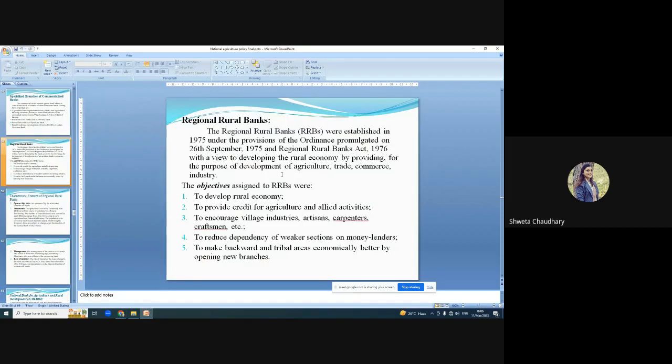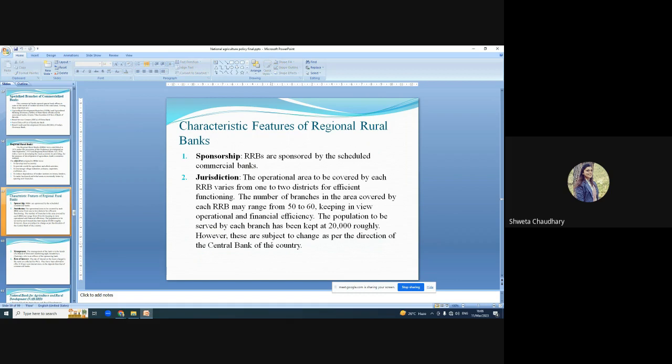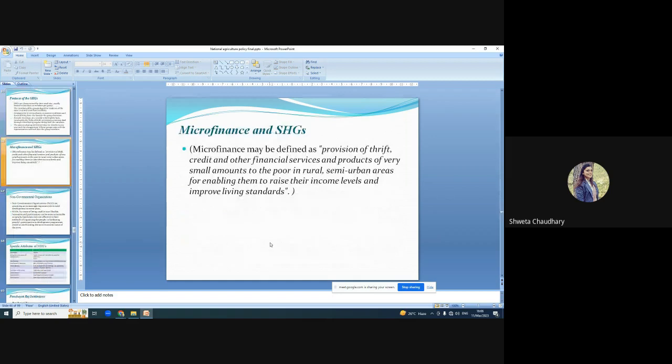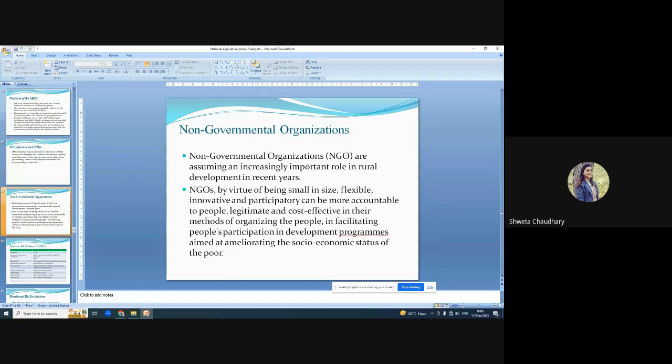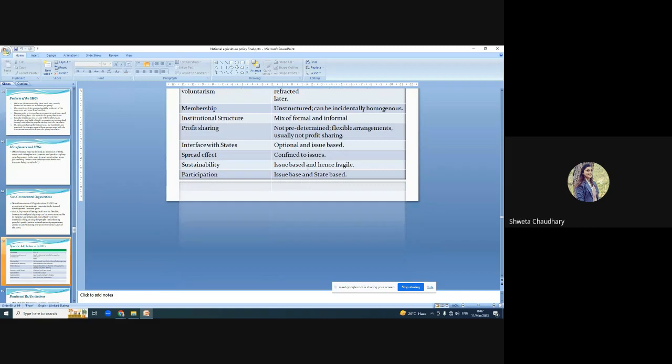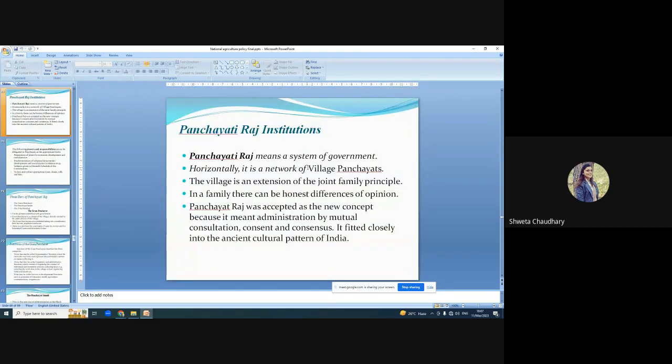So regional rural banks, you have to develop the rural economy so that credit may be provided for agriculture sectors, for developing agriculture industries, to protect the farmers from the money lenders. Then you have self-help groups, in which microfinancing is provided to the farmers without any mortgage. Then you have NGOs, meaning the farmer can work in a group as an NGO, as self-help groups.